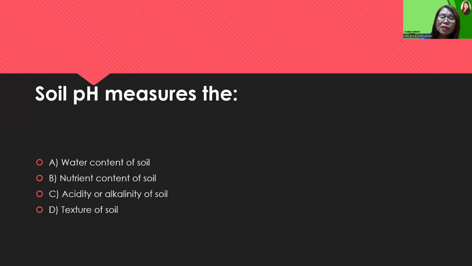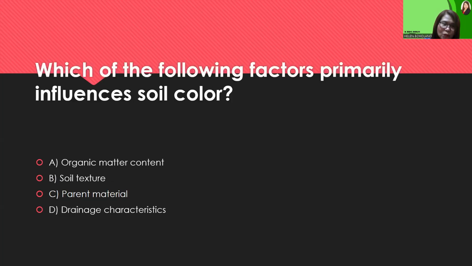Soil pH measures the blank. Okay, is it A, water content of soil, B, nutrient content of soil, C, acidity or alkalinity of soil, or D, texture of soil? Okay, thank you so much. The right answer is the acidity or alkalinity of the soil.